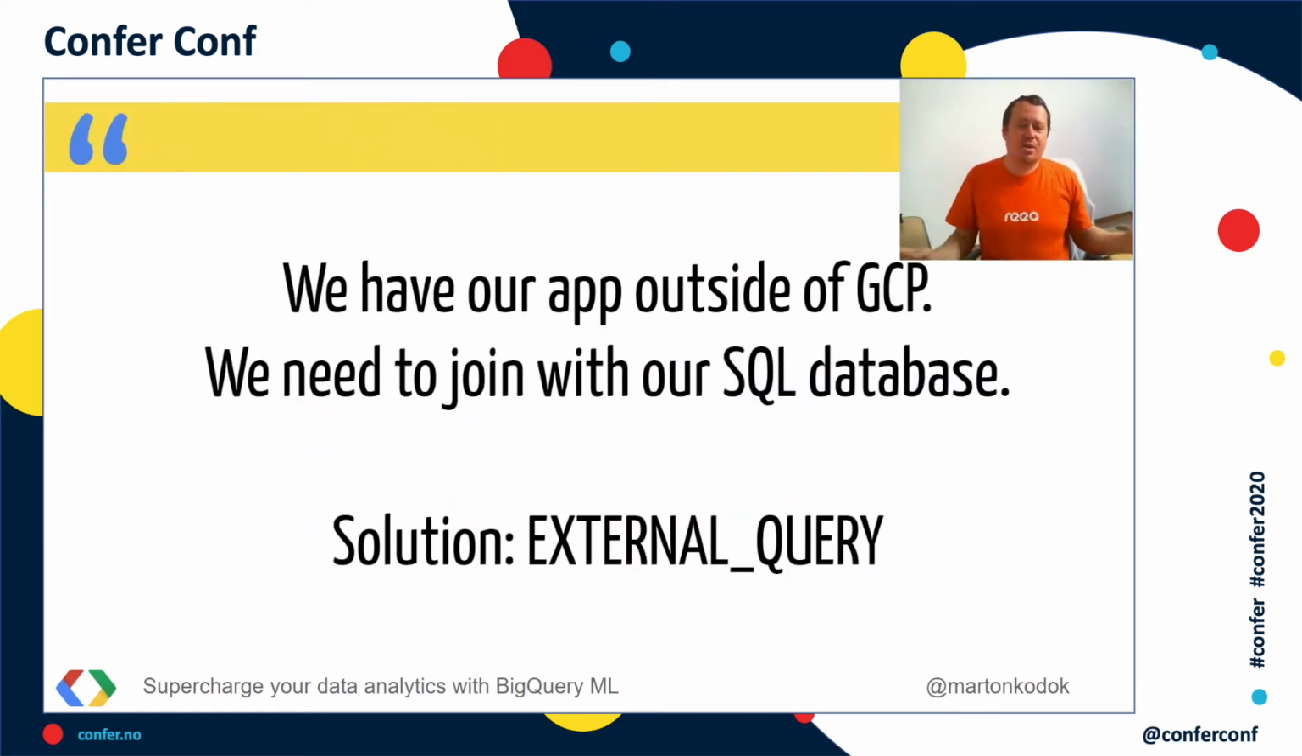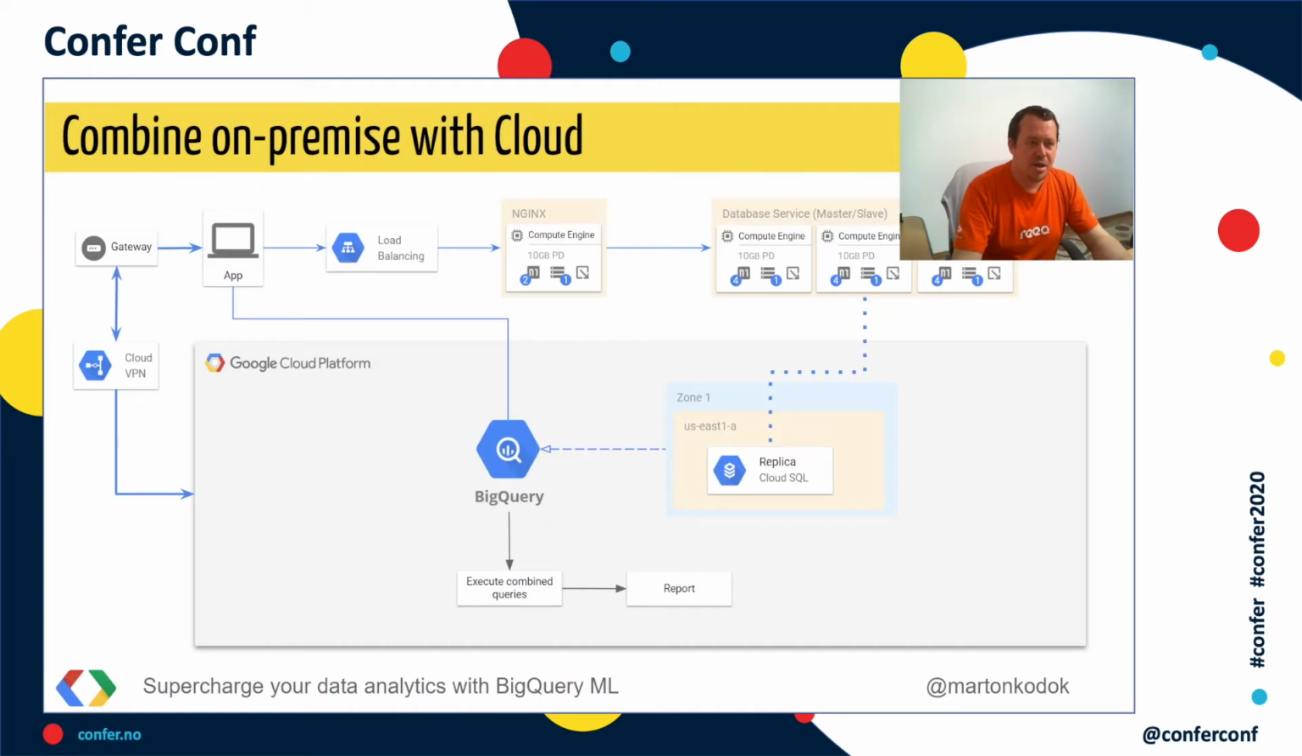So let's dive into a couple of examples. Let's say that we have our application outside of Google Cloud Platform, and I want to get started joining with our database. What and how do I need to do in order to accomplish this? So the solution is the syntax external query. To run an external query, you need to first set up your stack in order to work with BigQuery. So in this situation, when you have, let's say, an on-premise or other system with a database, you need to set up a replica inside Google Cloud Platform. You see here, this is Google Cloud Platform in the chart.